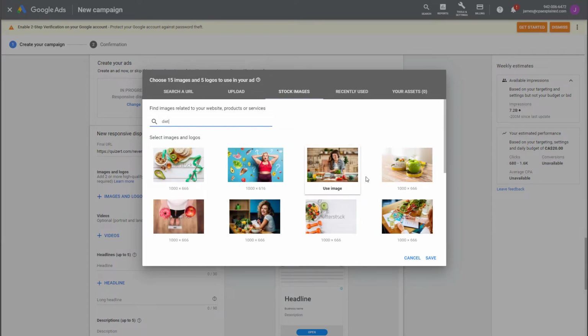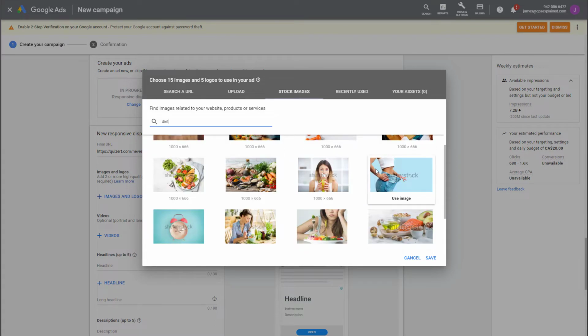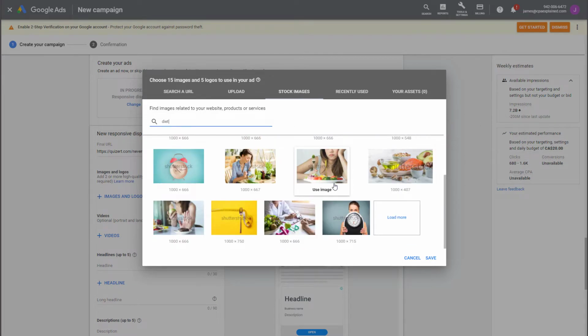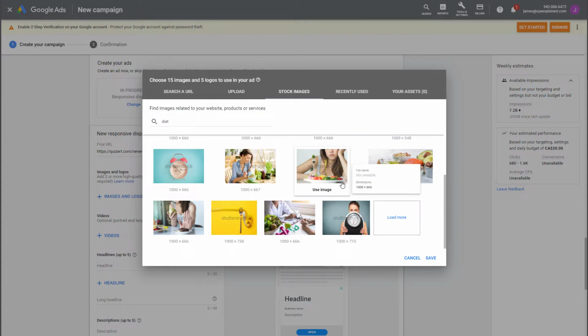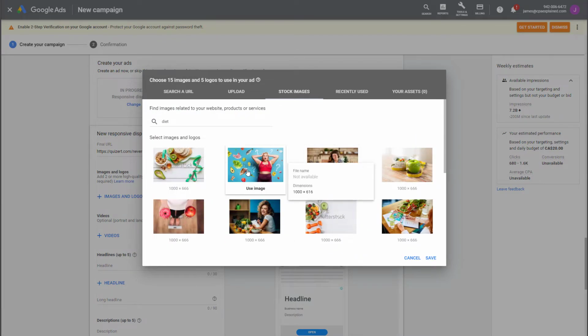Yeah, so they have ones you can use if you want. If you don't want to upload them, it's up to you. You can use these. I usually just use my own images though, but again, like I said, if you don't feel like doing that, you can just use these. And don't worry about this Shutterstock watermark there. It won't be there when you actually use it in the ad campaign.